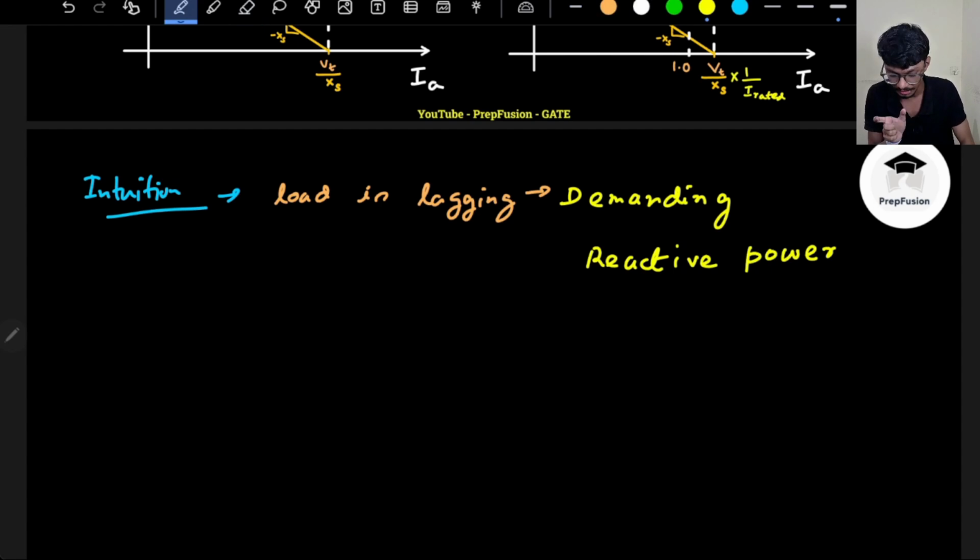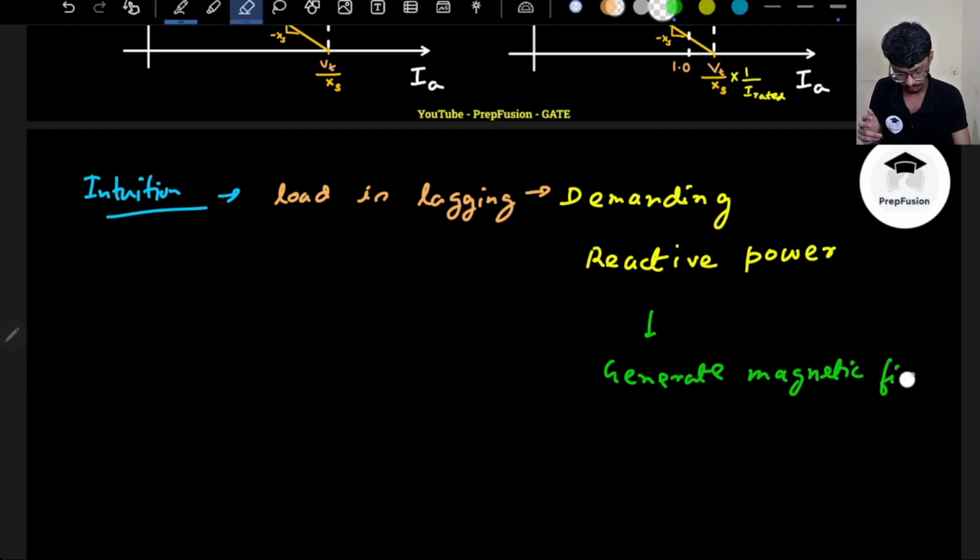It is demanding reactive power. What does reactive power actually mean? Basically, it tells that I have to provide flux. Reactive power is the power due to which I am able to generate a magnetic field. So I have to generate magnetic field.